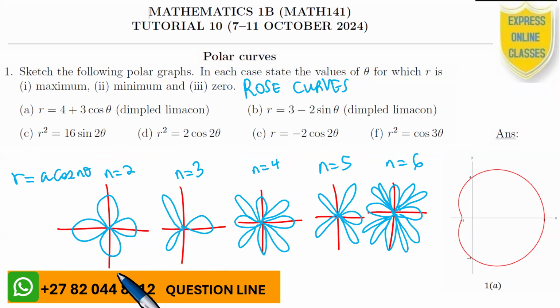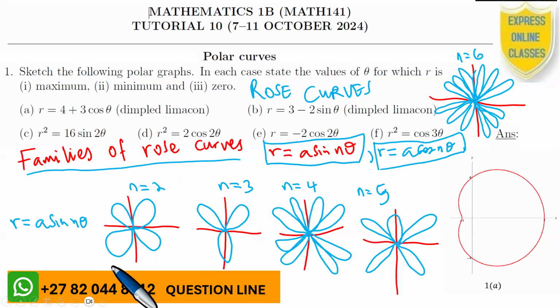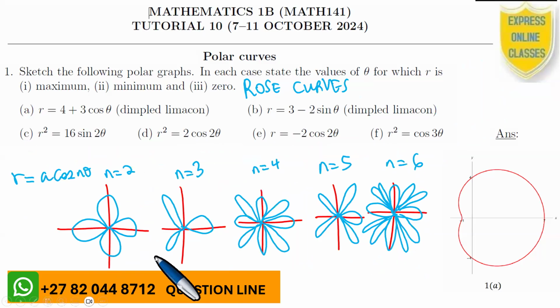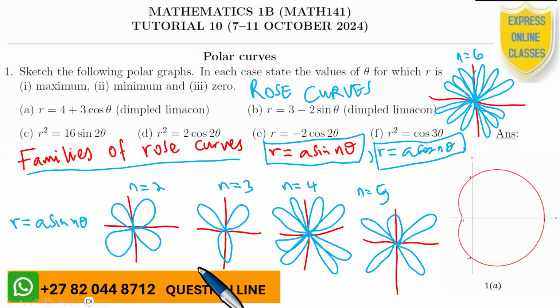So for n equals 2, you have 4 roses for both the sine n theta and the cosine n theta. But for the sine, it's in the middle. But for the cosine, it's on the axis. Let us check n equals 3. For n equals 3, for the sine graph, the sine polar curve is again in the middle, with the exception of the bottom one that is actually on the vertical axis there.